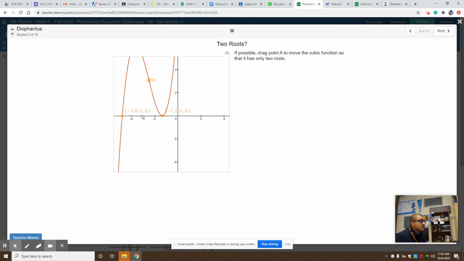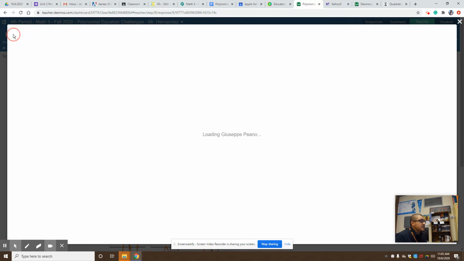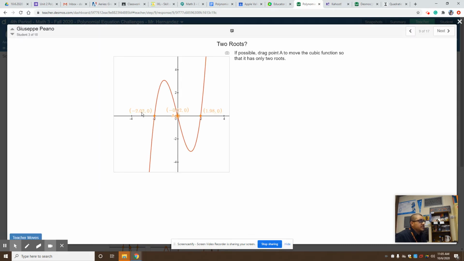So this student did get 2 x-intercepts, or 2 roots, right? This has 3 x-intercepts, so you have to move a down, and then there's 2 x-intercepts right there, or 2 roots. You could also move it up, right there. 1, 2 x-intercepts or 2 roots.